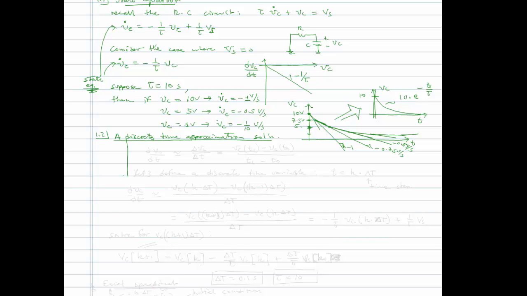So let's go back to this dVc/dt. We can approximate this as some delta Vc with respect to some delta time, which in turn can be written as some voltage Vc at some time 1, let's say, minus some voltage Vc at time 0, and then we would divide that by time 1 minus time 0.